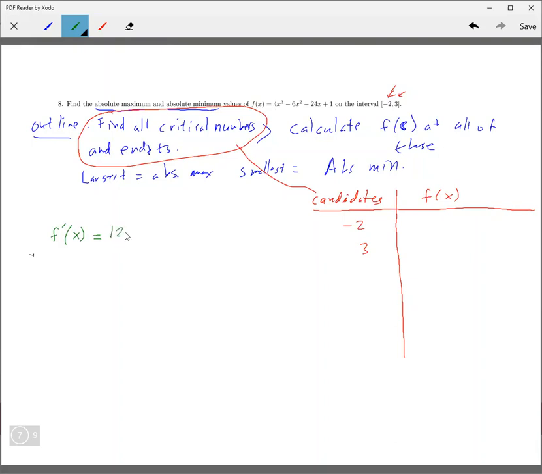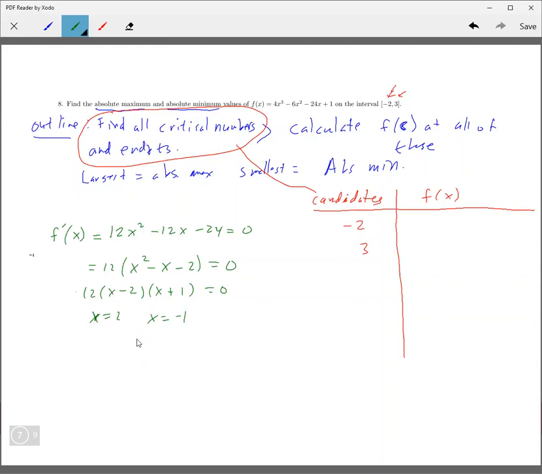I bring the 3 down, that gives you 12x squared. Derivative of this, bring the 2 down, that's -12, and then x squared drops to an x, and then -24. The derivative of 1 is just 0. So we can factor 12 out, and we get x squared minus x minus 2 equals 0. This factors into x minus 2 and x plus 1, so that gives you 2 and -1. Those are 2 more values.